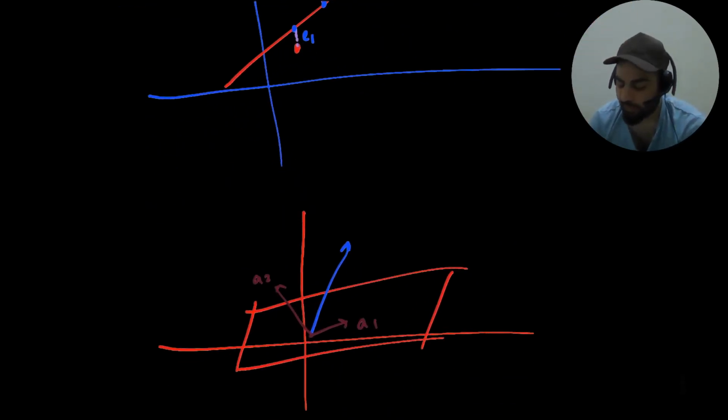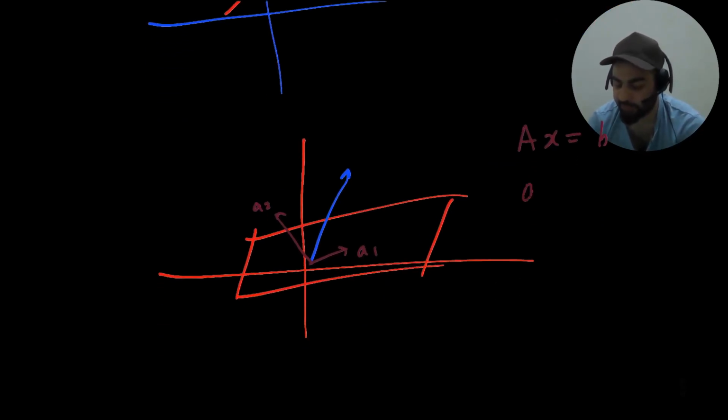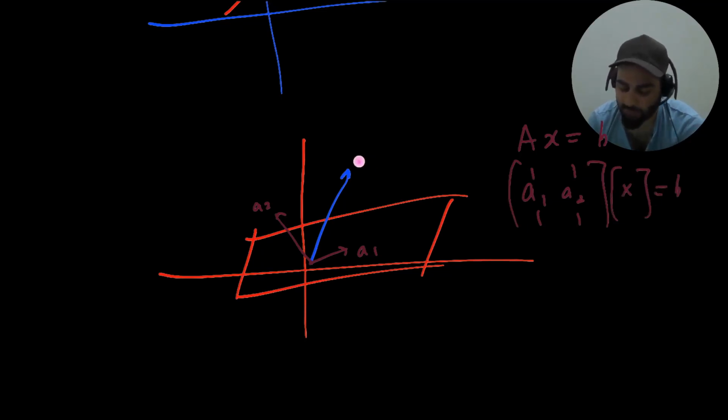So now we have Ax = b. So what are the vectors in A? In here we had a1 and a2, and we want to find such an x so that Ax is equal to b. Now you saw that this b is out of the plane. This b is not lying in the plane itself. This is not in the column space of A. So what to do now? We'll project it onto this plane.